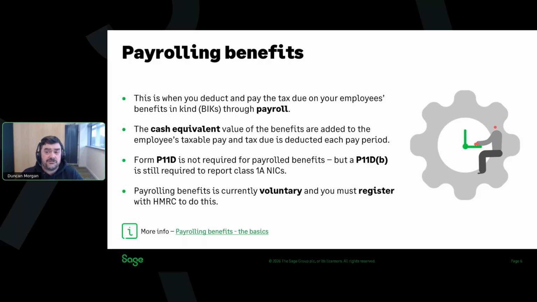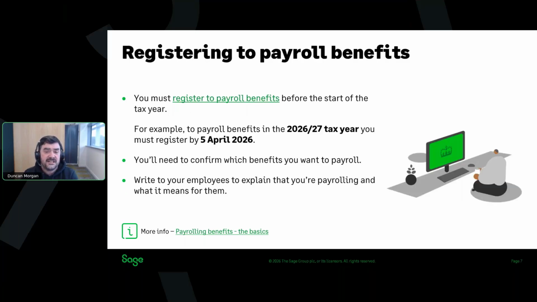So how does the registration work? Well, it's an online process. If you are planning to payroll your benefits from April 2026, so you go in a year before it all becomes mandatory, you would need to do this before the start of the tax year. So if you are intending to payroll benefits for 2026 to 27, you would need to register with the service by the 5th of April 2026.